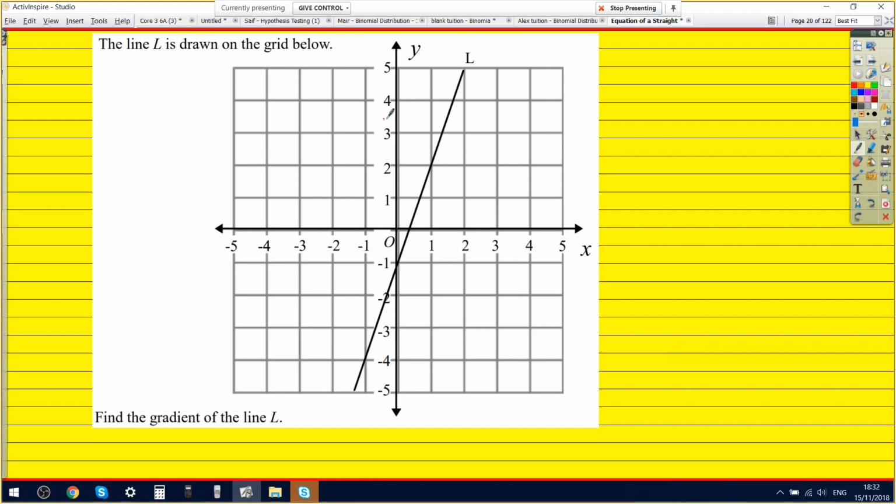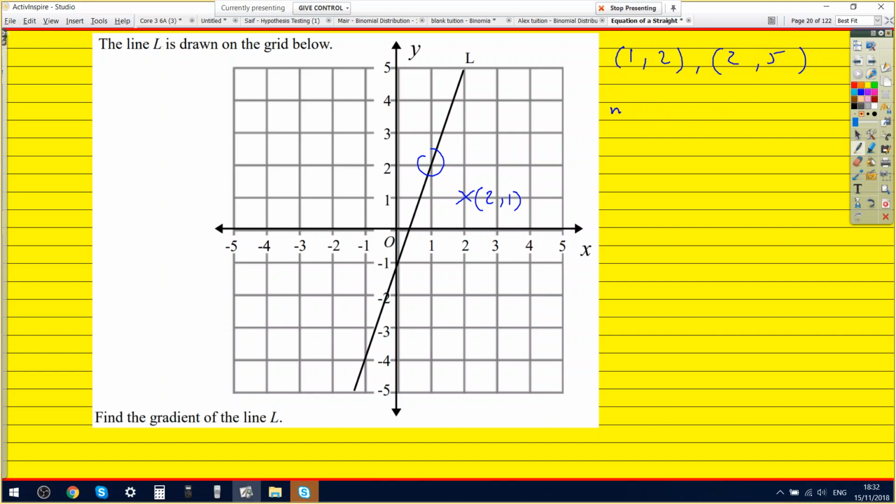2, 1 and 5, 2. 2, 1 would be 2 across, 1 up, right. So this is 2, 1. What is this? 1, 2. Yeah. And go on, the other coordinate is? 2, 5. Well done.